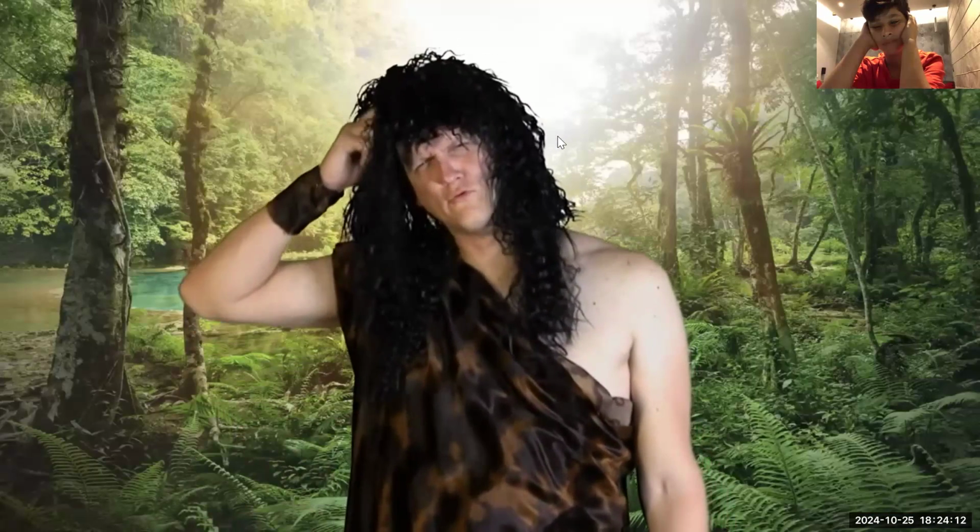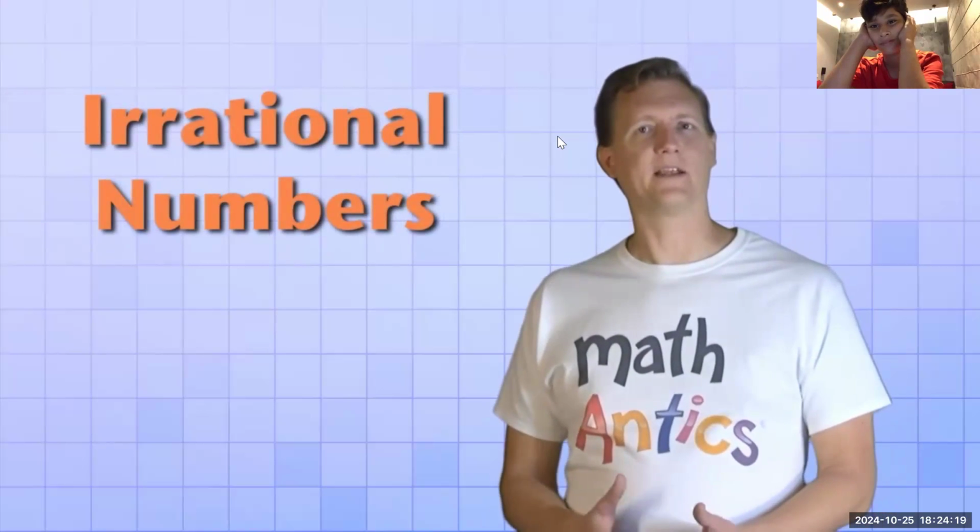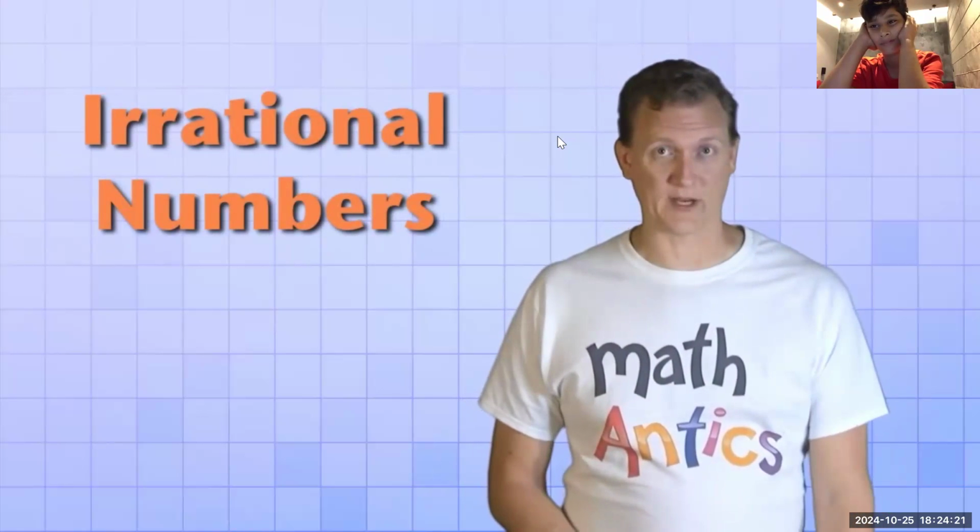Grog confused. Yes, irrational numbers are confusing. But seeing some more of pi's decimal digits will help you understand what I mean.